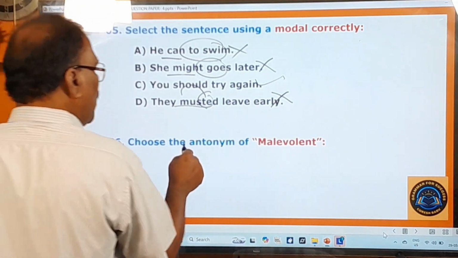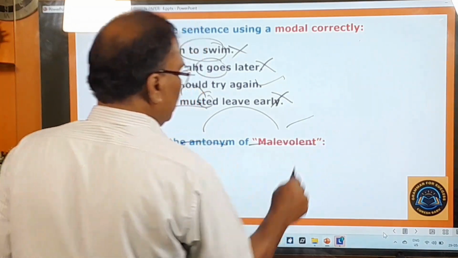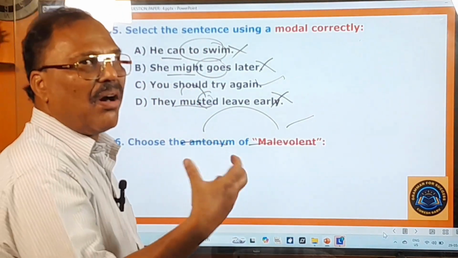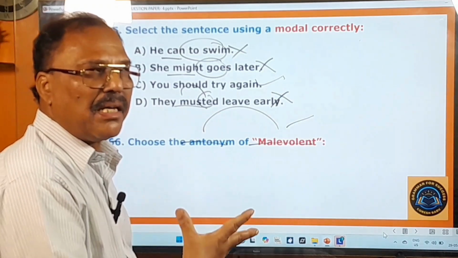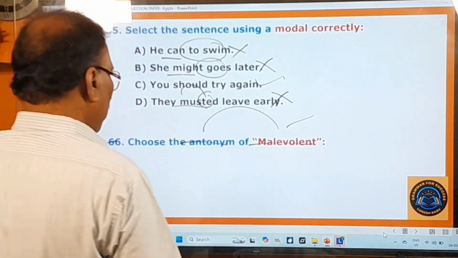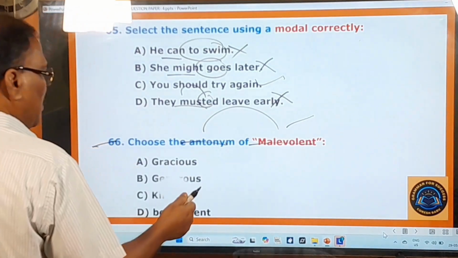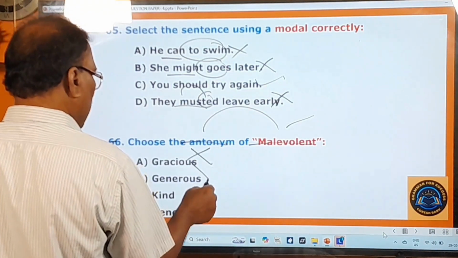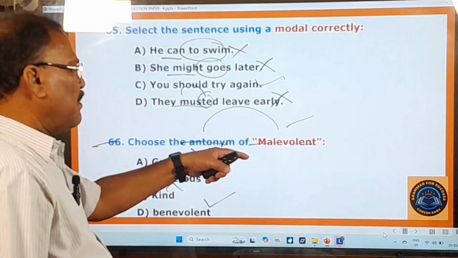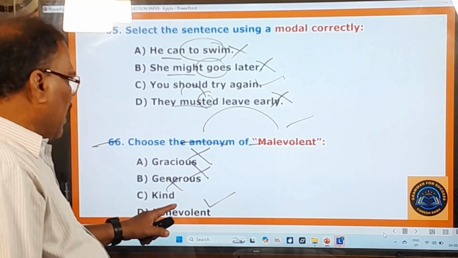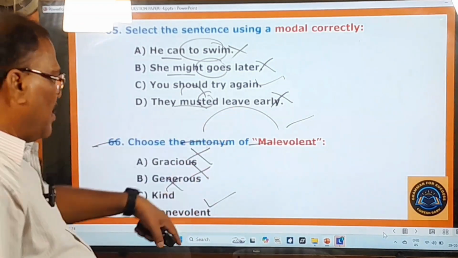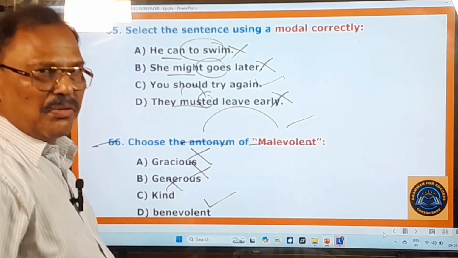66th question. Choose the antonym of malevolent. Malevolent means okay, showing ill will or spite or hatred. అసహ్యత, కోపాన్ని, పగను అలా చూపించడాన్ని malevolent అంటారు. Malevolent opposite is what? Gracious, no. Generous, no. Kind, no. Benevolent. Benevolent అంటే దయగల, క్రూరమైన, దుర్మార్గమైన, something. So it is there. Now you move on to other questions.